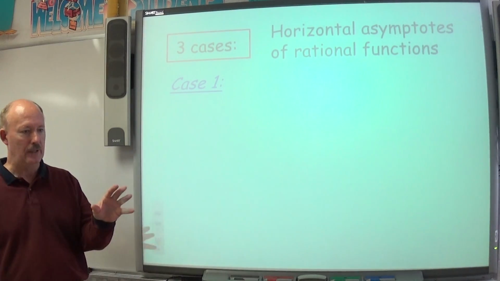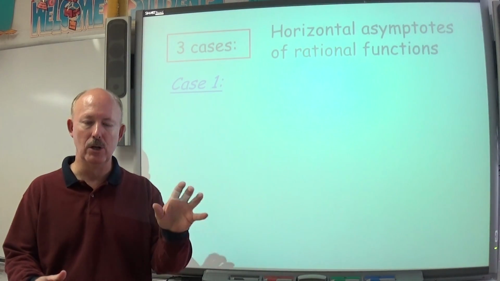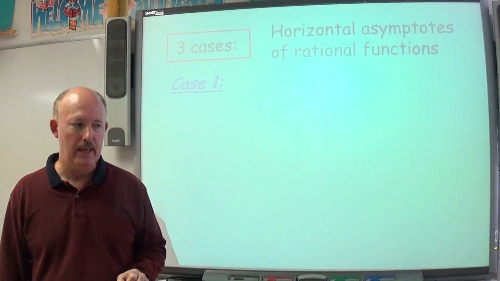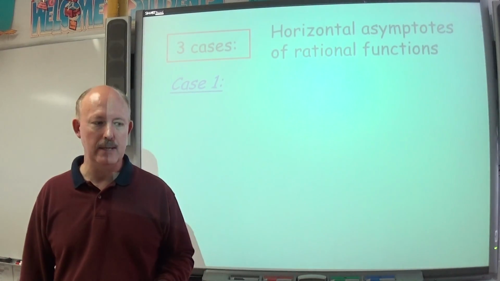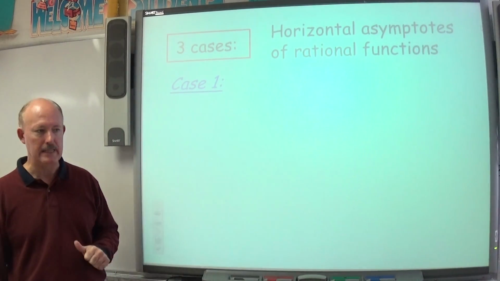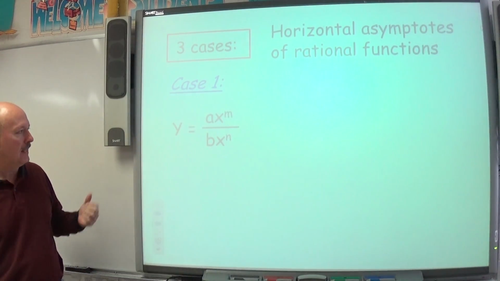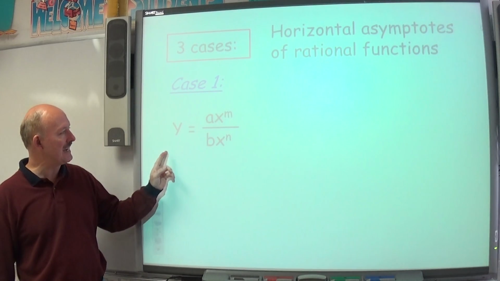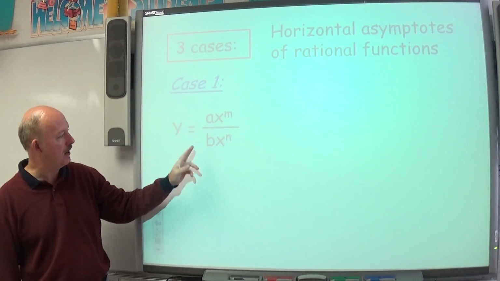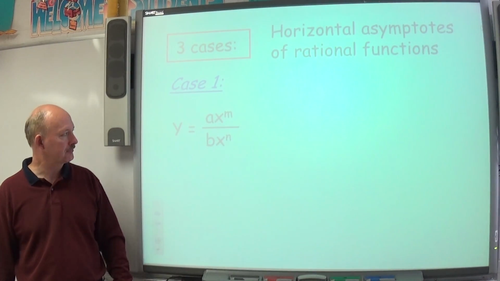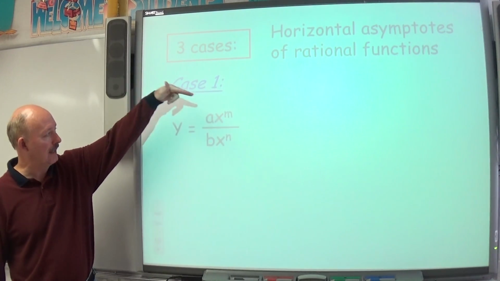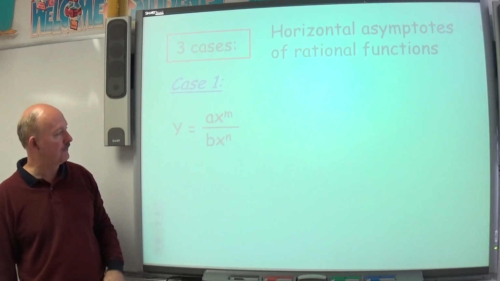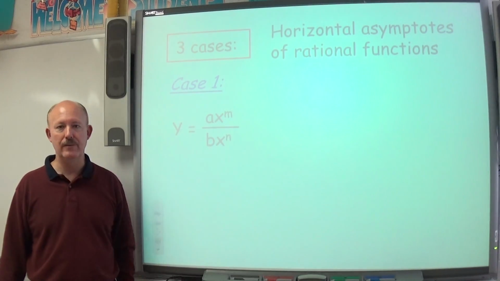And like I said, a calculus student should be able to look at a rational function, and just by looking at it, should be able to pretty much identify what the horizontal asymptote will be. So here's our first case. Let's say we have a rational function, y equals ax to the m over bx to the n, where m is the exponent in your numerator, the highest degree, so m would be the degree of your numerator, and n would be the degree of your denominator.